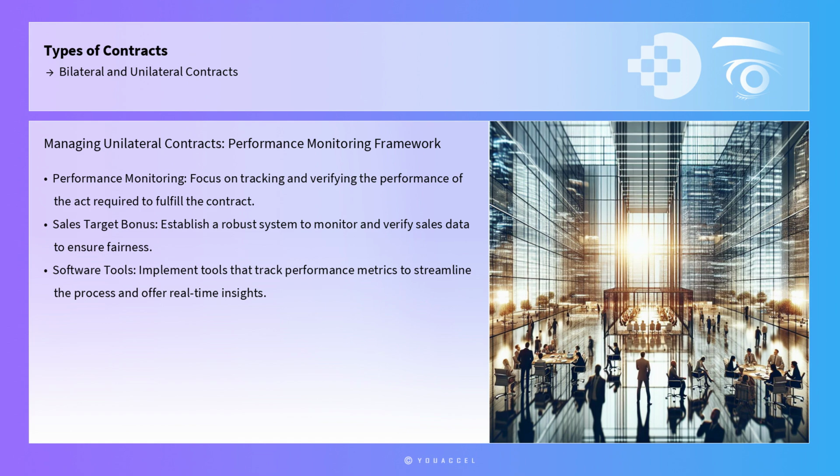In contrast, managing unilateral contracts requires a different strategy. The performance monitoring framework is effective here, as it focuses on tracking and verifying the performance of the act required to fulfill the contract. For instance, if a company offers a bonus to employees who achieve a specific sales target, they must establish a robust system to monitor and verify sales data. This not only ensures fairness, but also provides documentation in case of disputes. Implementing software tools that track performance metrics can streamline this process, offering real-time insights and reducing administrative burdens.